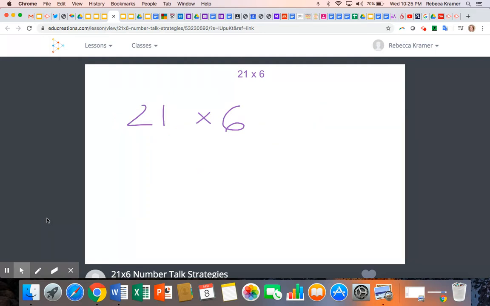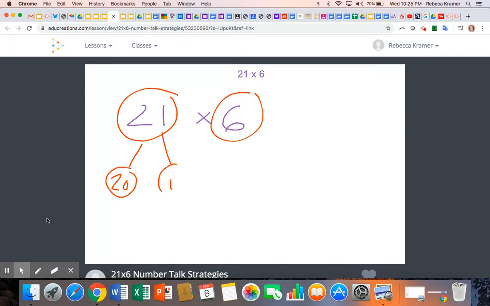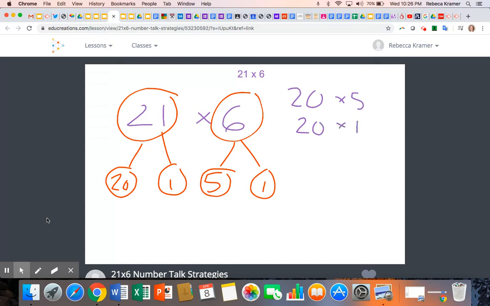Another approach might be a little more complicated, but our brains may work this way, where we want to decompose both numbers to make them a little friendlier. I know that 21, as stated before, is the same as 20 plus 1, and I know that 6 is the same as 5 plus 1. So I can break these numbers apart and do my new equation, which might look like 20 times 5 plus 20 times 1 plus 1 times 5 plus 1 times 1. This is 100, this is 20, this is 5, and this is 1, and when I add them together, I get 126.